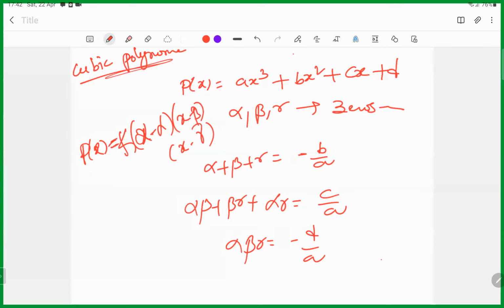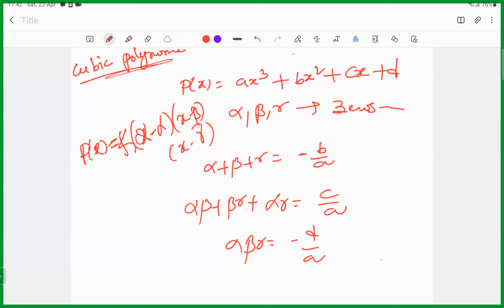Okay, sir. So, in the quadratic, alpha plus beta is equal to minus B by A. And alpha plus beta plus gamma is also minus B by A. So, what's the value of gamma, sir? No. That is for quadratic, this is for cubic, no?